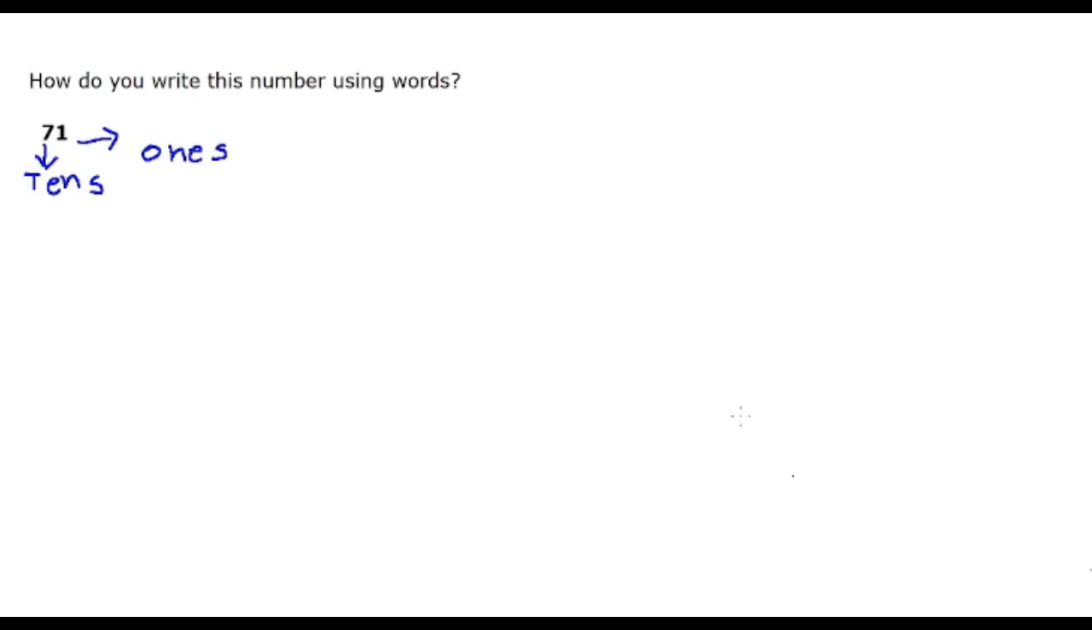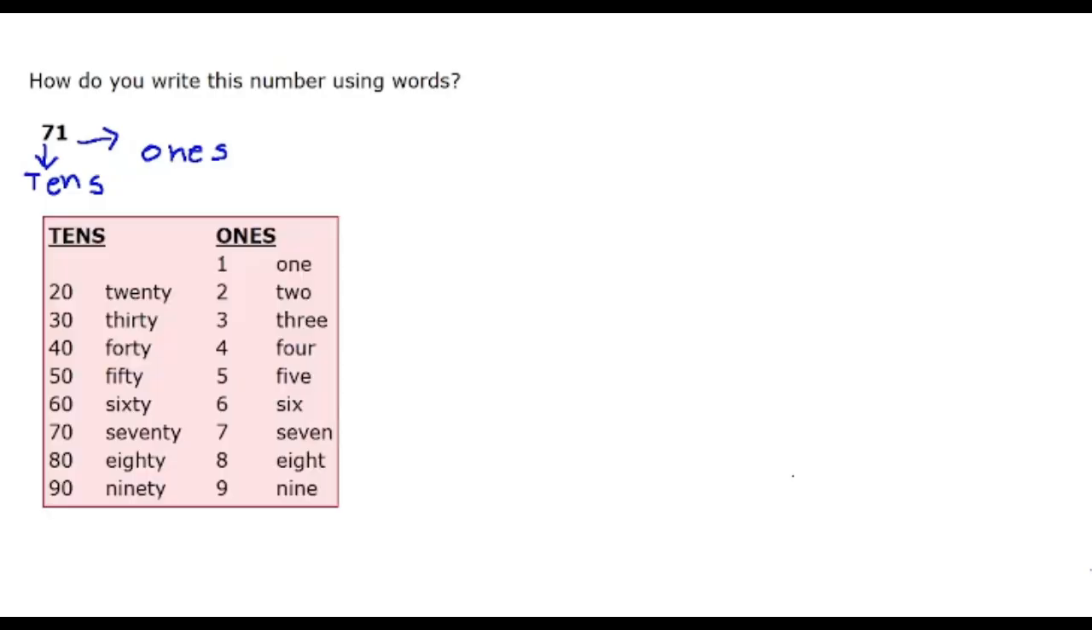And the next thing you need to do is take a look at this chart, and this shows you what the tens column looks like written out for each number, and what the ones column looks like for each number written out. So we just need to locate for our number what 70 looks like. So here's 70. And then here's one. And that's what it looks like.